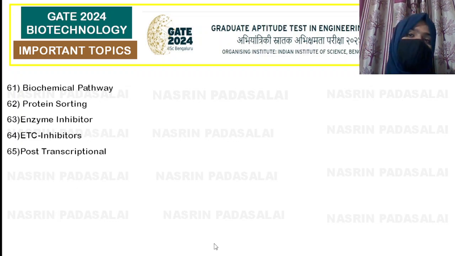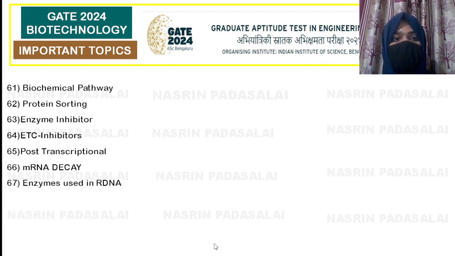Next is post-transcriptional modification, post-translational modification. Both are highly important. For post-translational modification, at least try to cover glycosylation and phosphorylation, because not all proteins undergo phosphorylation. Only some have the capacity to undergo phosphorylation. Same, O-linked glycosylation and N-linked glycosylation are also important. Next is mRNA decay. Enzymes used in RNA technology, like exonuclease, endonuclease, alkaline phosphatase and protein kinases. Operons: lac operon, trp operon, arabinose operon.